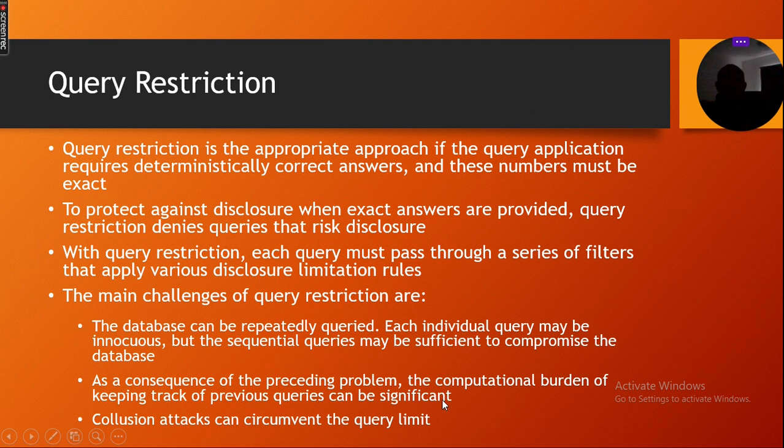The main challenges of query restriction are three major challenges. One is that the database can be repeatedly queried, like you are querying the whole database every time. Another one is a consequence of the preceding problem: the computational burden of keeping track of previous queries can be significant also. Then another one is collusion. Collusion attacks can circumvent the query limit. So these are the three major challenges of query restriction.